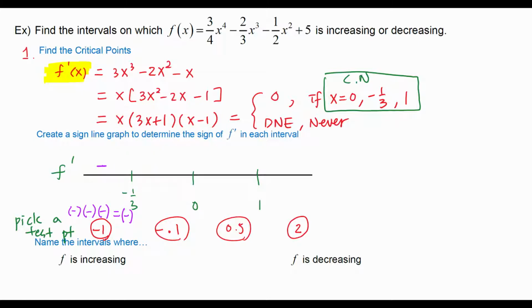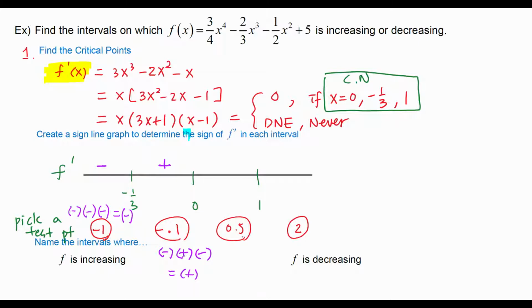Now, we're going to test negative 0.1. Every x you see in your f prime, you're going to plug in negative 0.1. Negative 0.1 is negative. 3 times negative 0.1 is negative 0.3, plus 1 is positive 0.7, so it is positive. And negative 0.1 minus 1 is negative. So since in the product you only got two negatives, this product is going to be positive. So this interval is positive.